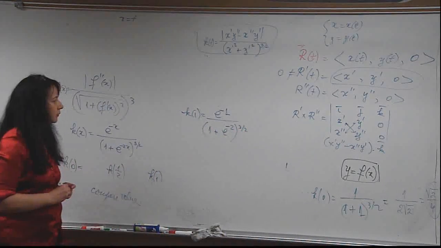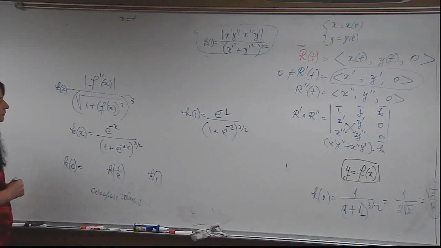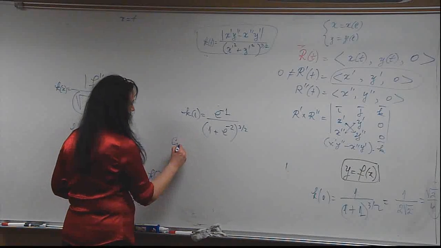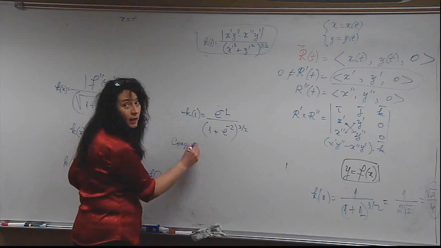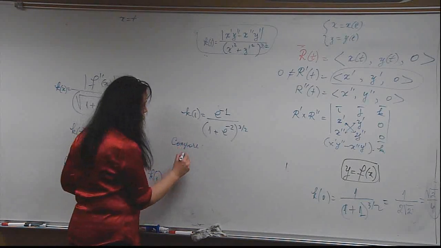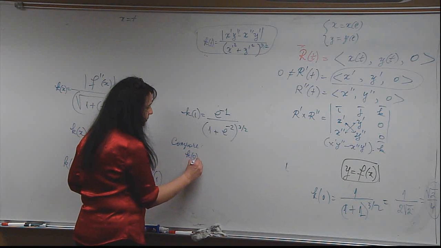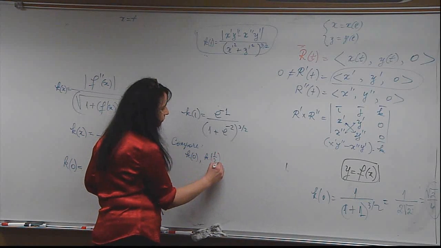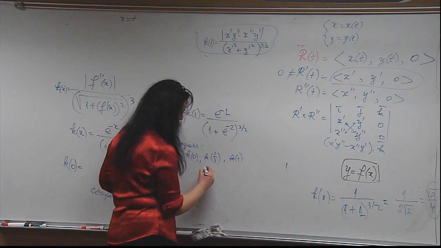I would like you to go home and do the following. Compare, not now, we stay a little bit longer together, K of 0, K of 1/2, and K of 1. Which one is bigger?